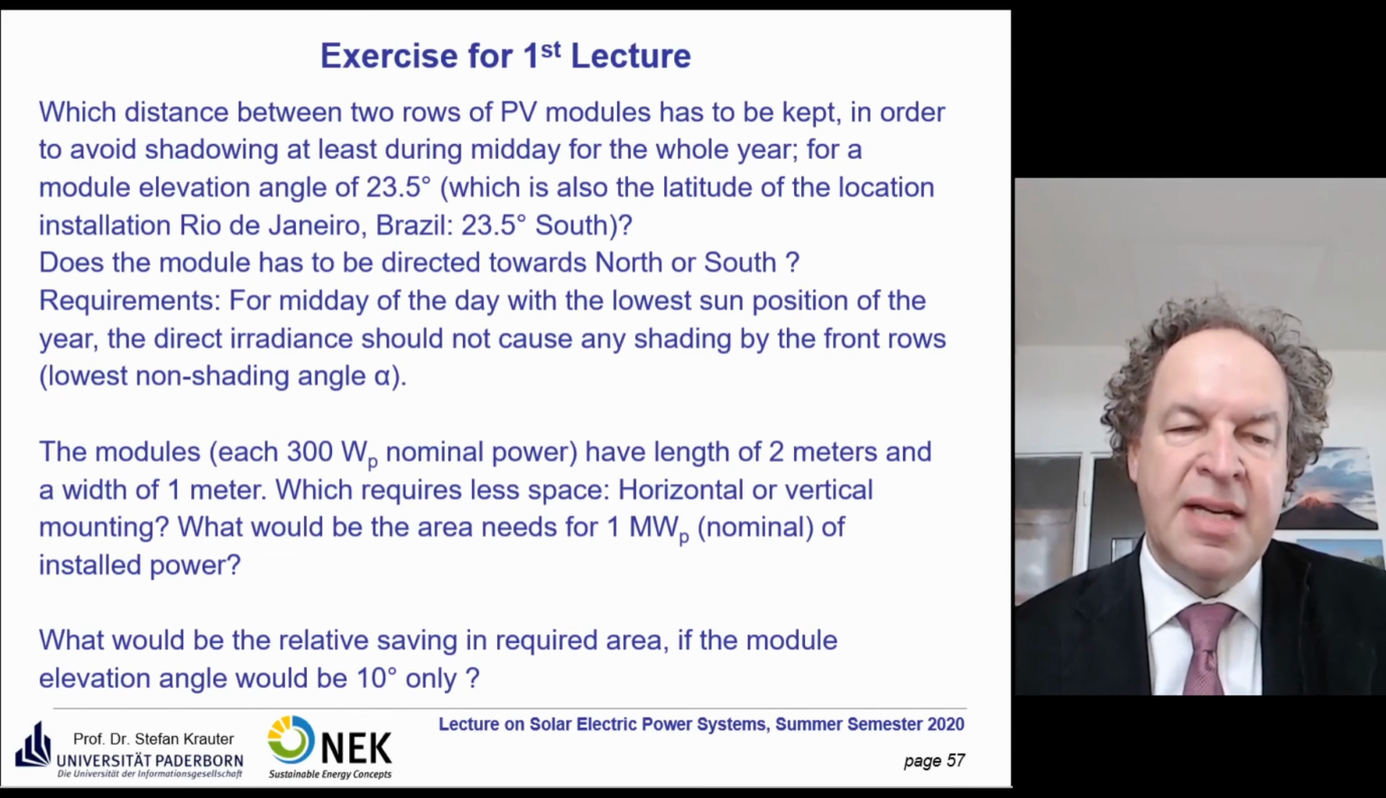Then we have some data of the module. The modules have 300 watt each under standard test conditions. They have a length of 2 meters and a width of 1 meter. And then there's another question, which requires less space, the horizontal or the vertical mounting, and how much area we need to make a PV power plant with 1 megawatt under standard test conditions, or 1 megawatt nominal.